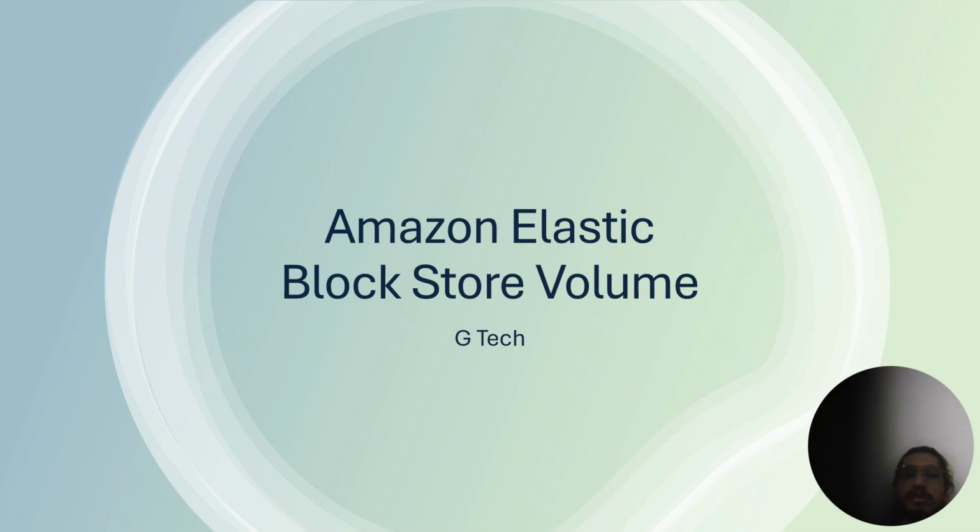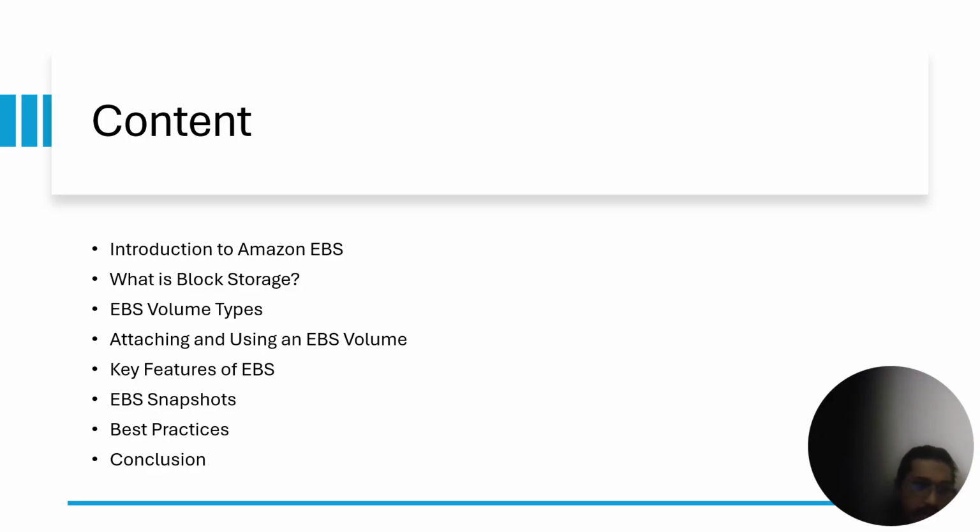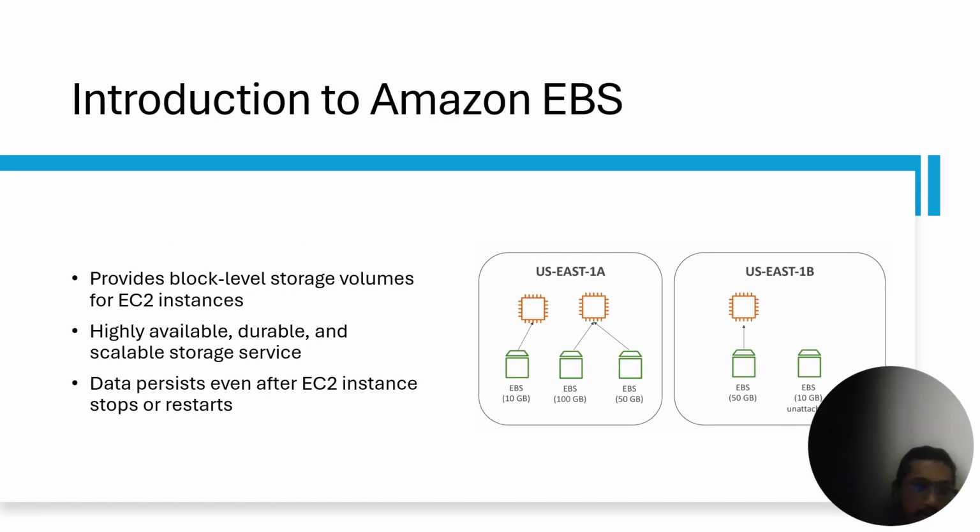Today we're continuing the Amazon AWS series, and today we're going to discuss the Elastic Block Storage volume in AWS. For the content, we have an introduction to EBS, what is block storage, EBS volume types, attaching and using the EBS volume, key features, snapshots, and best practices of it. Okay, so let's learn about the EBS.